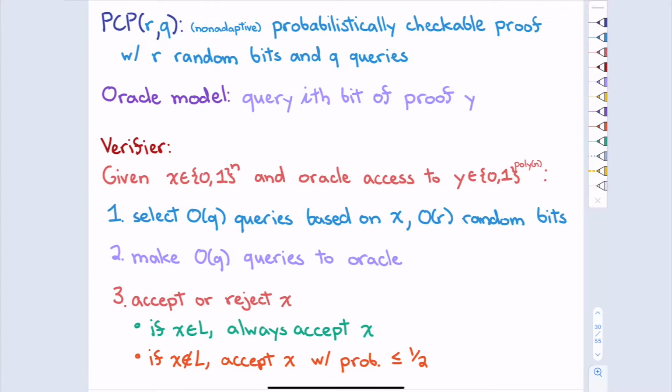But really, what we're saying is that if X is in L, then there should exist some Y so that we always accept X. And if X is not in the language, like an unsatisfiable formula, then for all Y, we should only be able to accept X with probability at most 1/2. So similar to the role played by NP. But in principle, you're allowed to design the proof however you want. I mean, ask for a certain kind of proofs. But if there exists a proof, that makes it always accept and stuff like that. So we have some control over the design of the proofs we ask for.